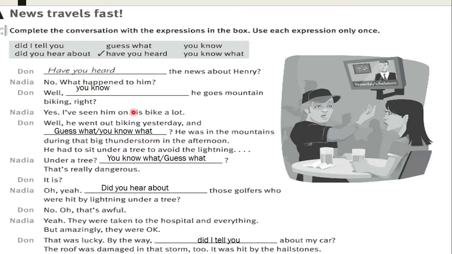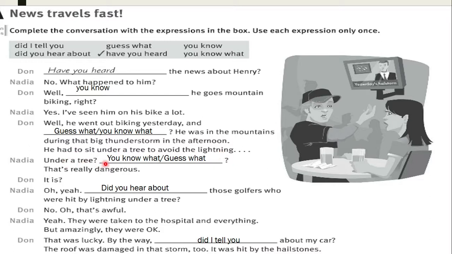Yes, I have seen him on his bike a lot. Well, he went out biking yesterday, and guess what? Or you know what? Here you can use both expressions, guess what or you know what. Adivina qué, o ¿sabes qué? He was in the mountains during that big thunderstorm in the afternoon. O sea, él estaba en las montañas en medio de esa tormenta. He had to sit under a tree to avoid the lightning. Tuvo que sentarse debajo de un árbol para evitar que le caiga un rayo.